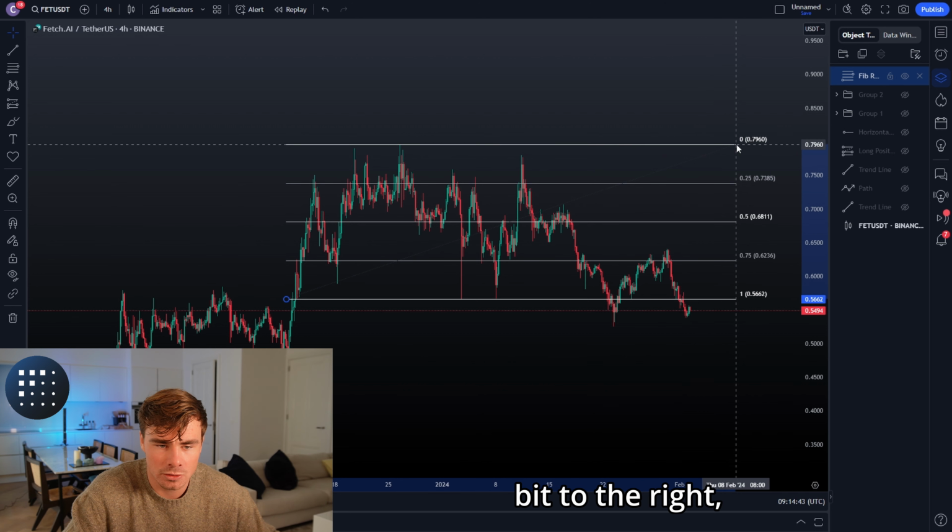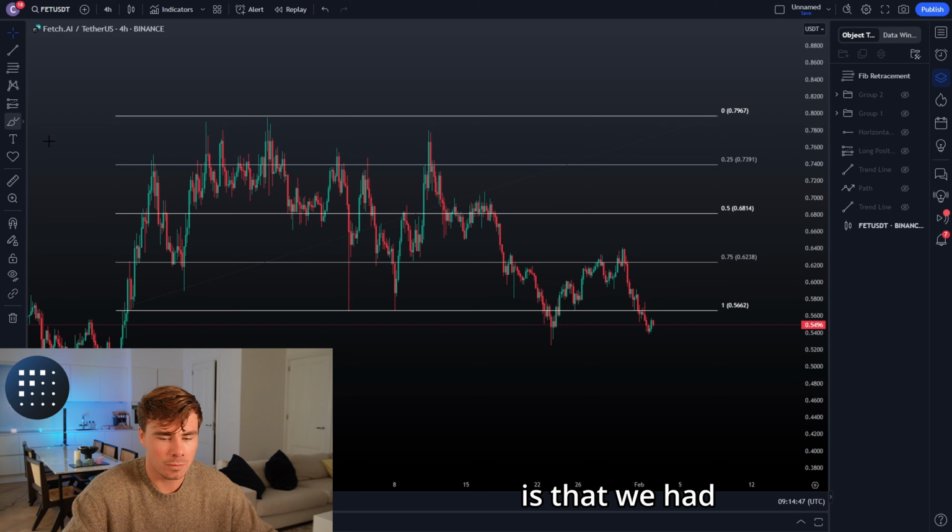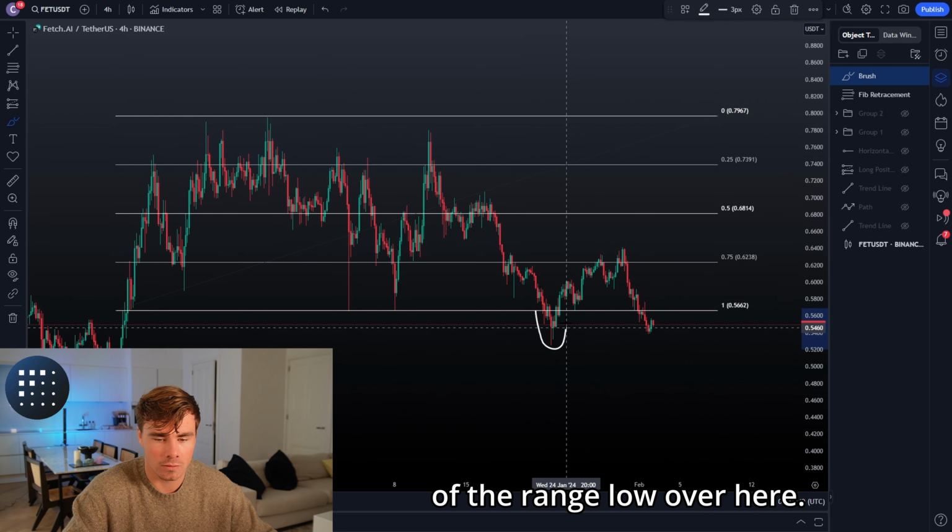Now if we extend this a little bit to the right, we are seeing something quite interesting. Because what we could see is that we had our first deviation of the range low over here.